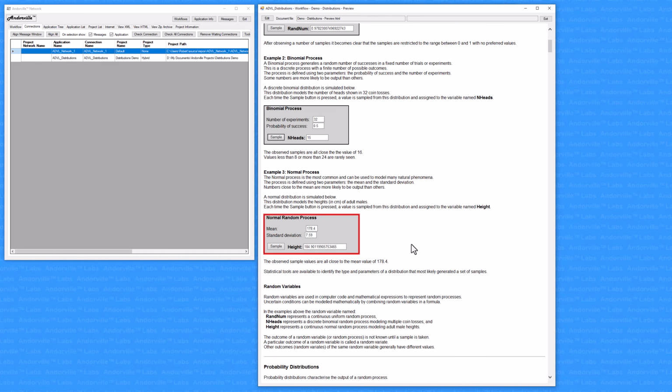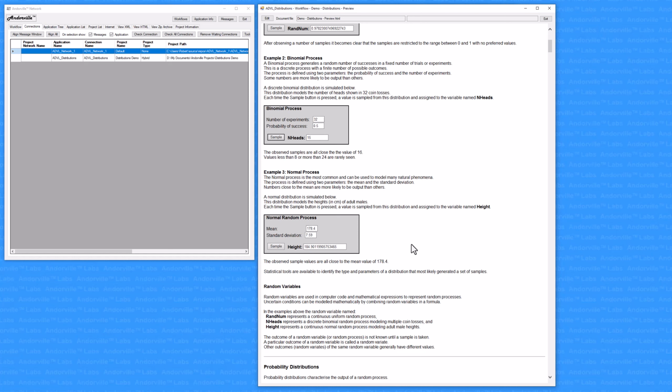Example 3 is a normal process. The normal process is the most common and can be used to model many natural phenomena. The process is defined using two parameters, the mean and the standard deviation. Numbers close to the mean are more likely to be output than others. A normal distribution is simulated below.